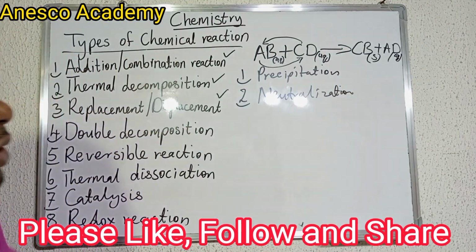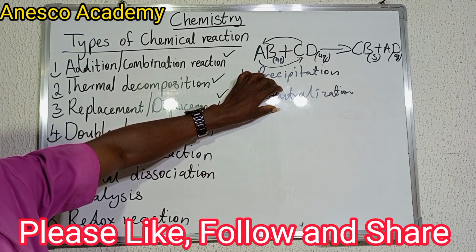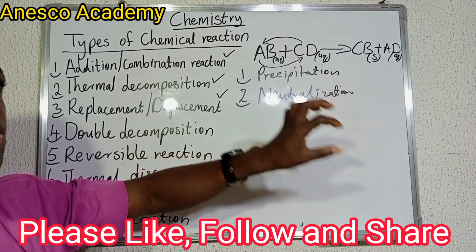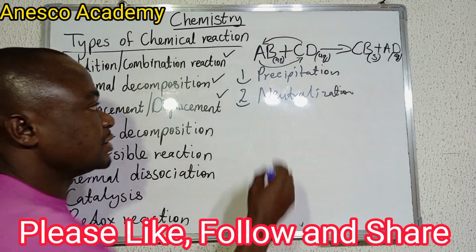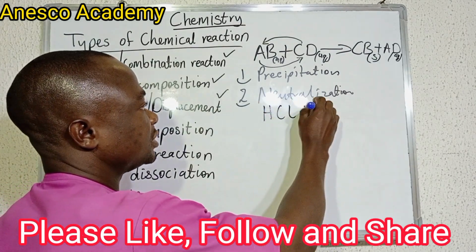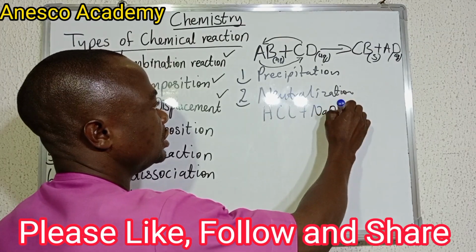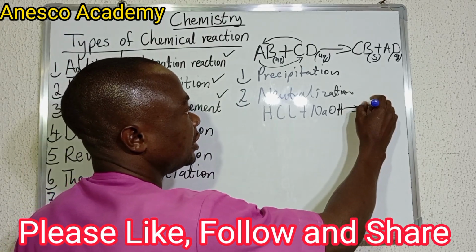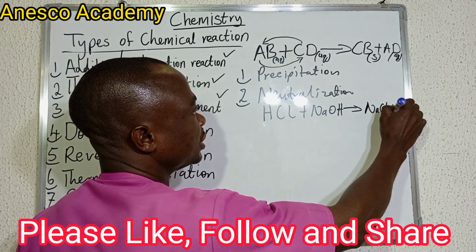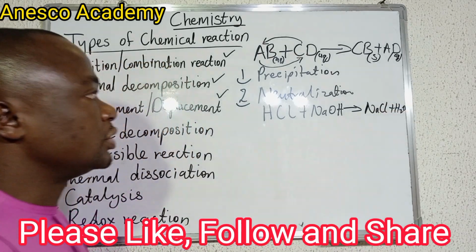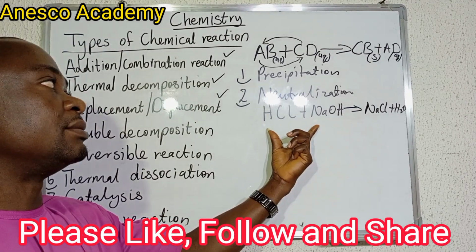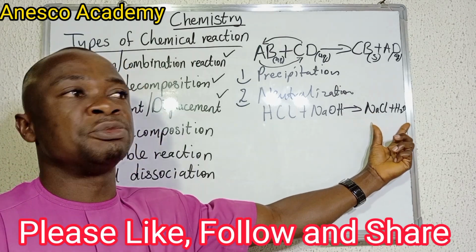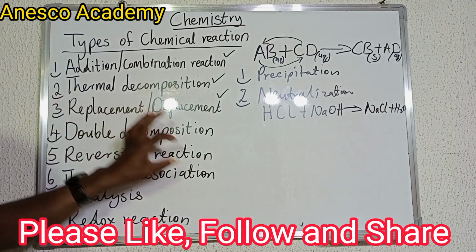All right, then we have another one, neutralization reaction. This is where an acid reacts with a base to form salt and water only. For instance, we can have HCl plus NaOH. You notice that both of them are compounds. They will now form NaCl and water. Since the reactants are both compounds and the products are also both compounds, it is a kind of double decomposition.